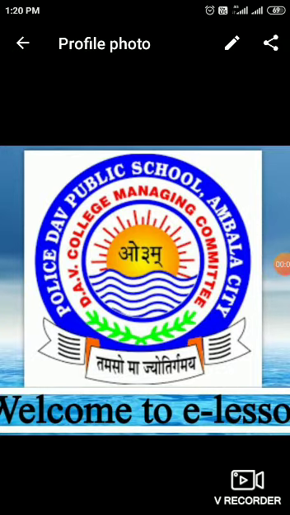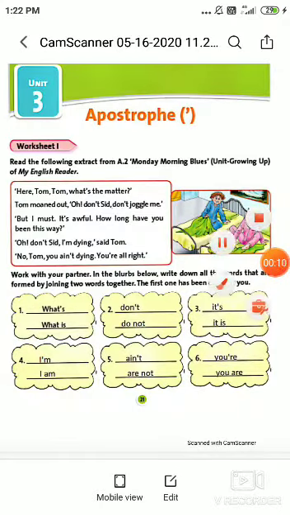Today we are going to learn a new chapter: apostrophe. Why do we use apostrophe? Let's see. We use apostrophe to make a shortened form of a word, and the shortened form of a word is called a contraction. We can also say the words in which an apostrophe has been used are contractions.